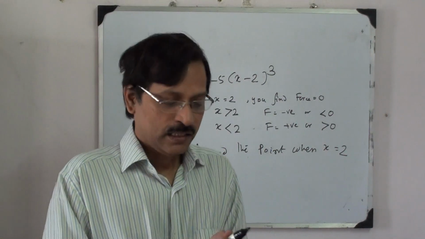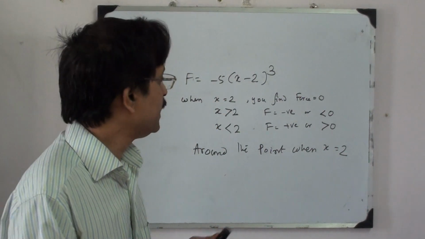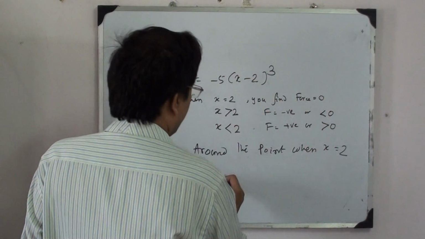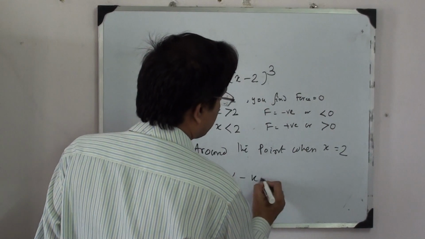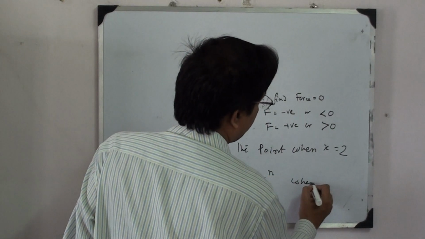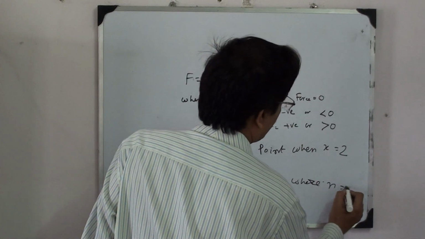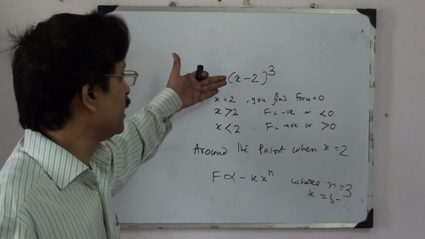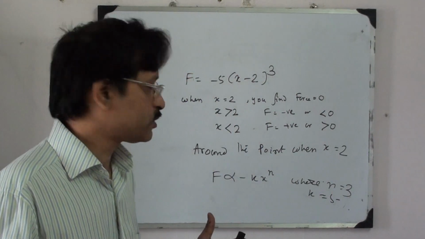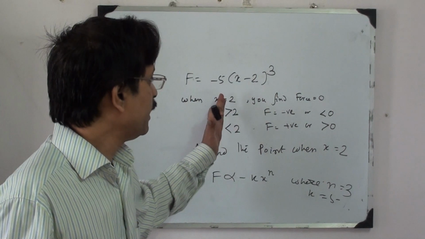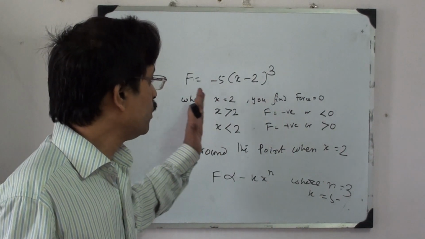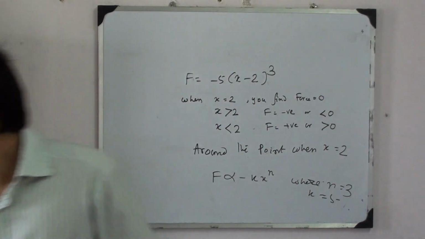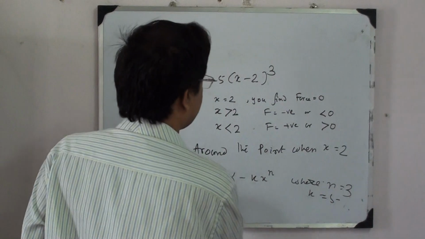All we can tell is that the force and displacement are so related that it will be an oscillatory motion, because it is in the general relation F is equal to minus k x to the power of n, where in the present case n is equal to 3 and k is equal to 5. So we say this is an oscillatory motion but not simple harmonic motion, and the oscillation is happening around point 2 on the x-axis. I'll tell you another way to visualize this.